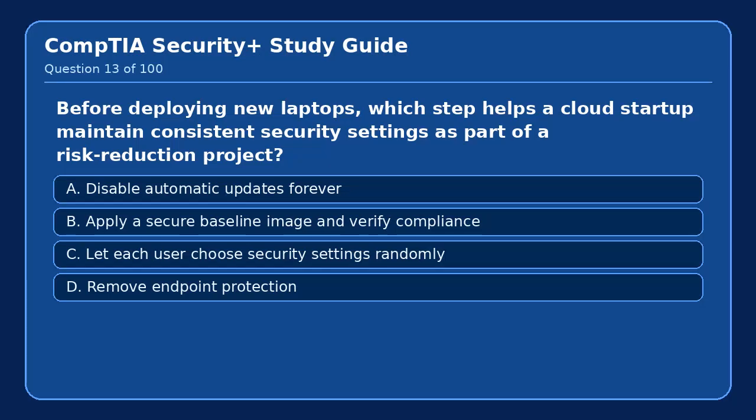The answer is B. Apply a secure baseline image and verify compliance. A baseline image standardizes approved configuration and reduces configuration drift. Random settings, disabled updates, and removed protection create inconsistent and vulnerable endpoints.